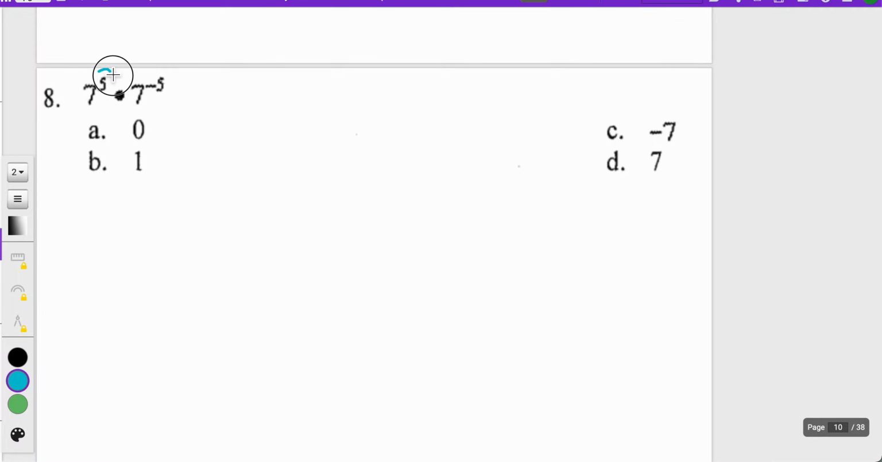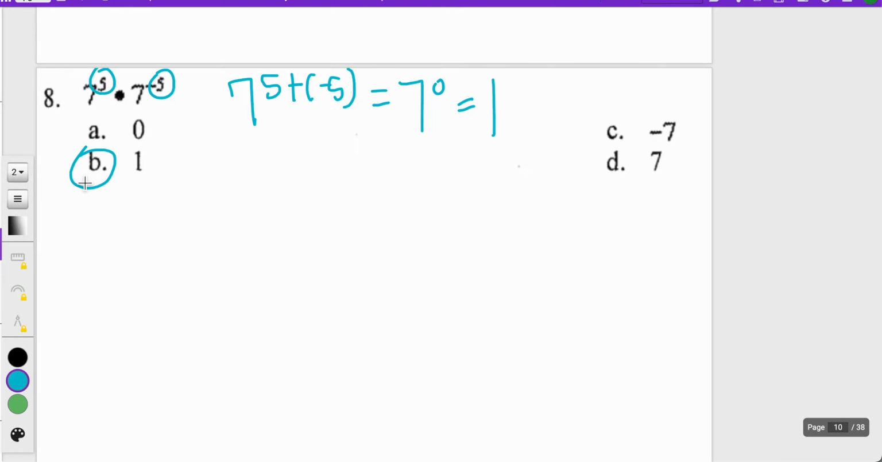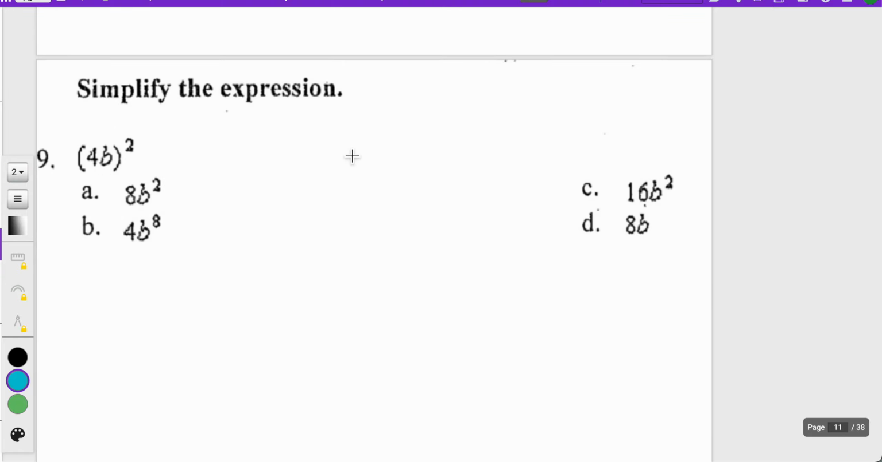Here, we can add our exponents together. So this would be 5 plus negative 5, which would be 7 to the 0, which is equal to 1. B. 4b to the 2nd power just means everything gets a 2. 4 squared and b squared. 4 squared is 16. B squared stays the same, so my answer is C.